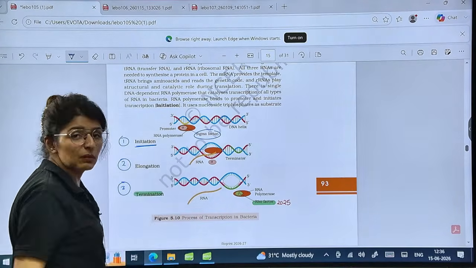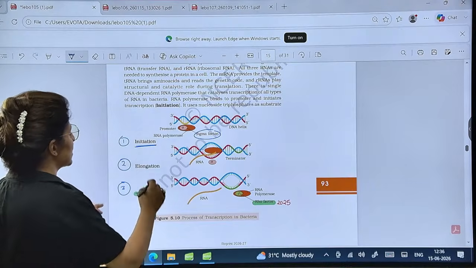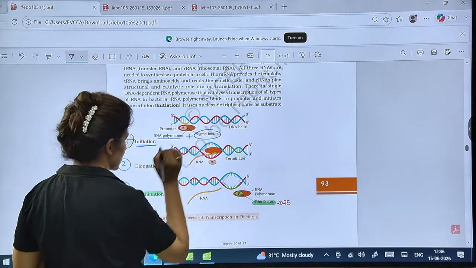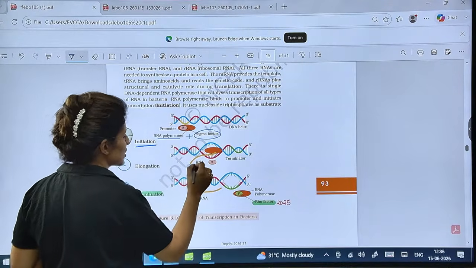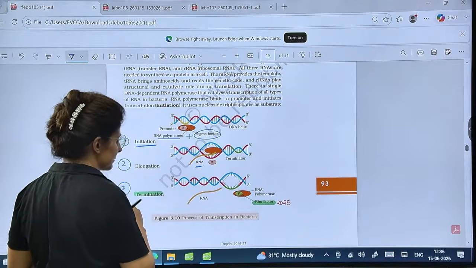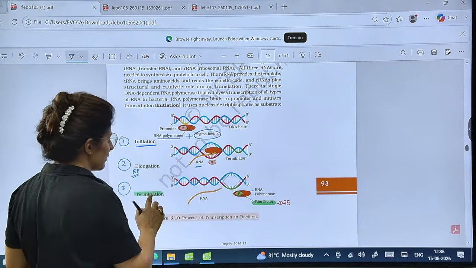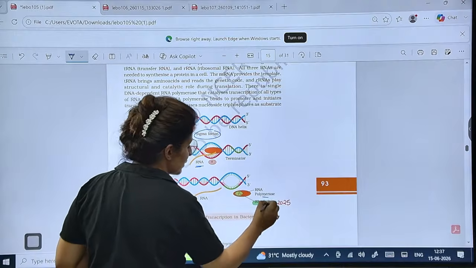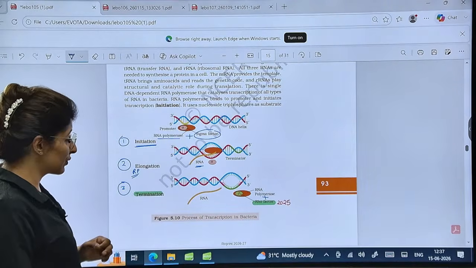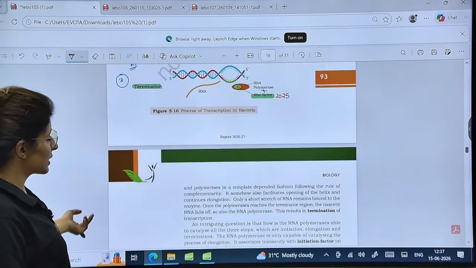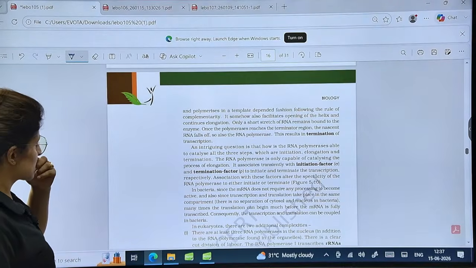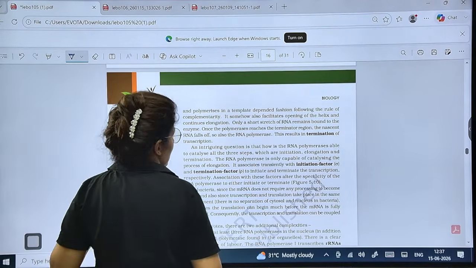It is sigma factor. So in initiation, RNA polymerase will bind to sigma factor. For elongation, it is only the RNA polymerase. And for termination, RNA polymerase plus rho factor will stop the process. Is that clear? Is that clear to everyone?